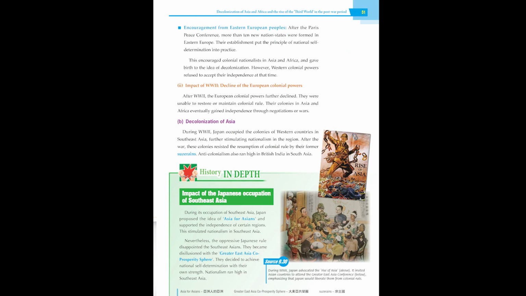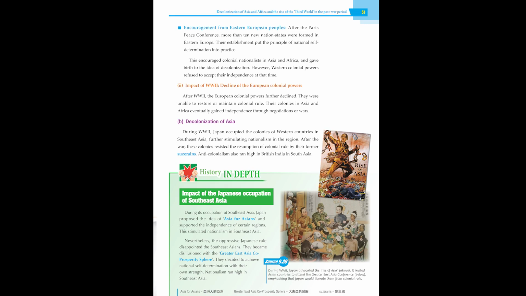Encouragement from Eastern European peoples. After the Paris Peace Conference, more than 10 new nation-states were formed in Eastern Europe. Their establishment put the principle of national self-determination into practice. This encouraged colonial nationalists in Asia and Africa and gave birth to the idea of decolonization. However, Western colonial powers refused to accept their independence at that time.